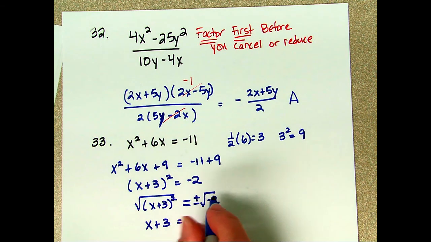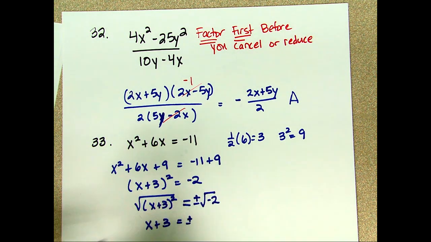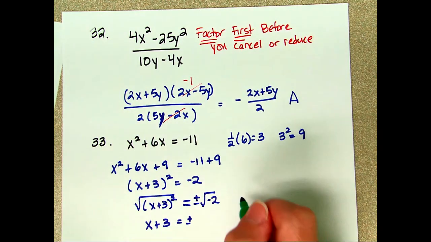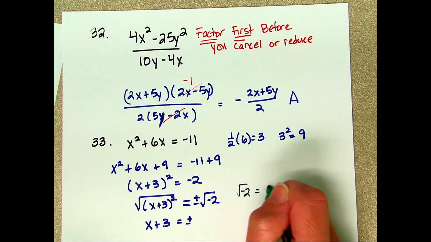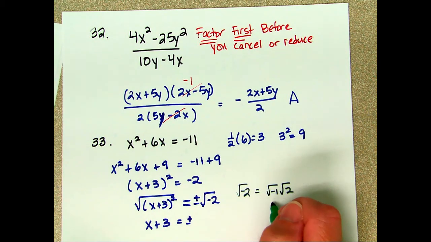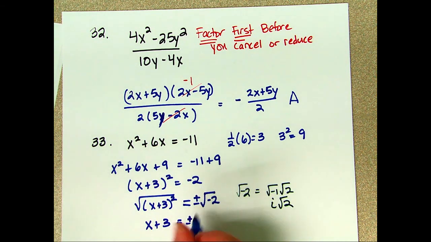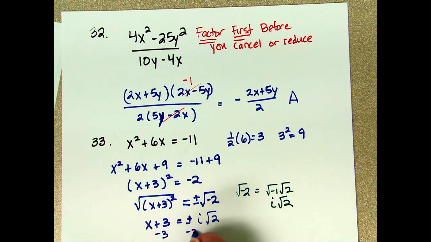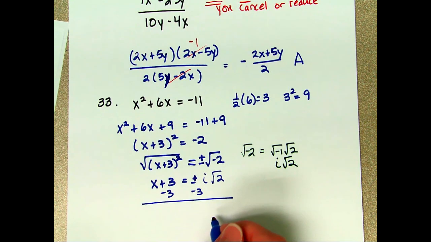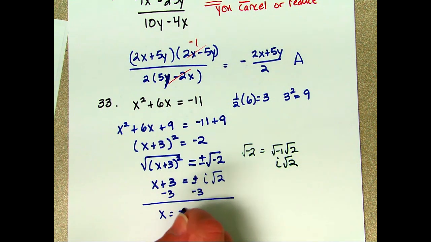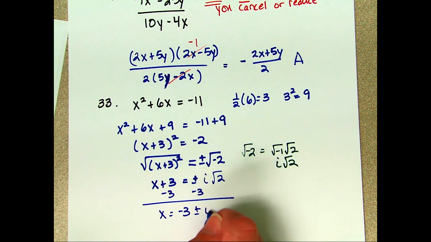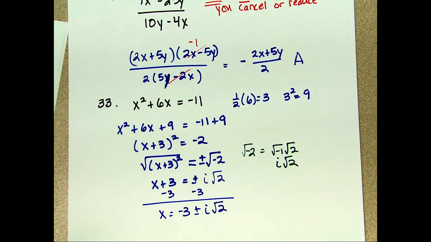The square root of -2 is the square root of -1 times the square root of 2. The square root of -1 is i radical 2. So the right simplifies to i radical 2. Subtract 3 on both sides. We have x equals -3 plus or minus i radical 2. The answer for 33 is C.